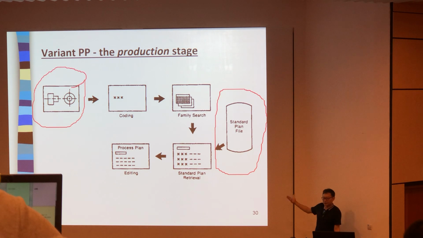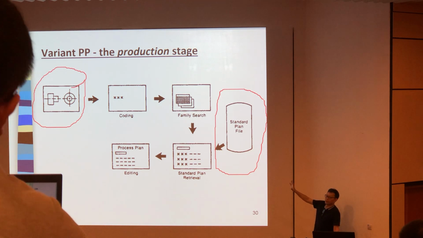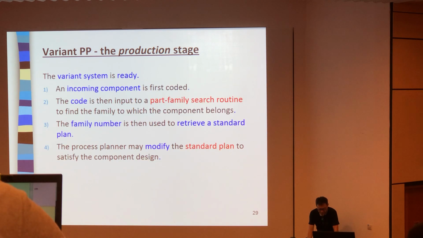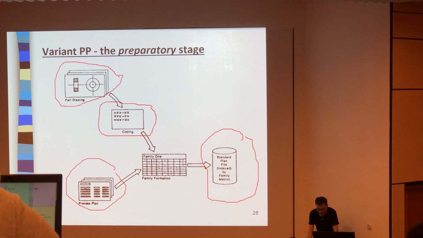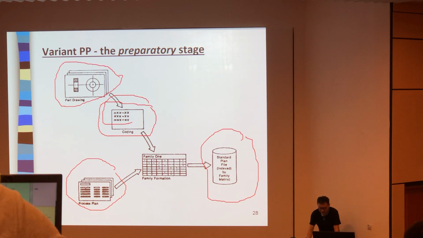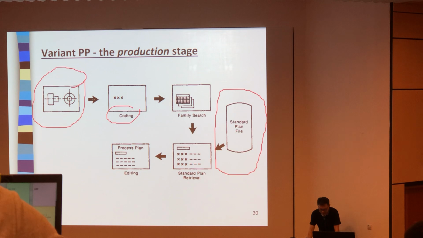So we got this. Now, what we face here in this production stage is we have a new part. We need to generate a process plan for it. So this is a new part, a new job. It comes in without any plan, but it comes in with a drawing and design attributes. So the first step is, remember that in this stage, we have this coding process, right? We do have a coding system. We will make use of the same coding system to code this part. So we got a code.